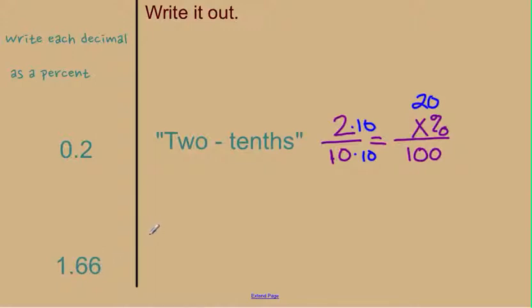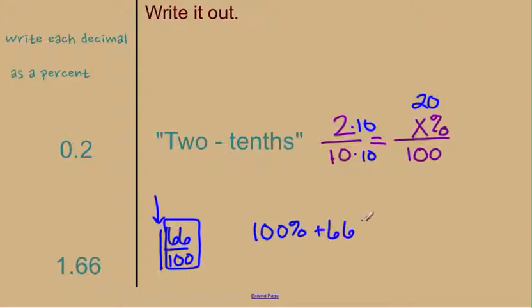Let's try this next one. 1.66. 1 and 66 hundredths. All right, well, I'm trying to go to a percent. And so what does this big number 1 tell me? Well, it tells me that it's already 100%. And what does this 66 over 100 tell me? Well, it's my part of 100. 66 parts over 100 tells me it's already 66%. So I have this whole percent, 100%, plus this percent, 66. So my final answer would be 166%.